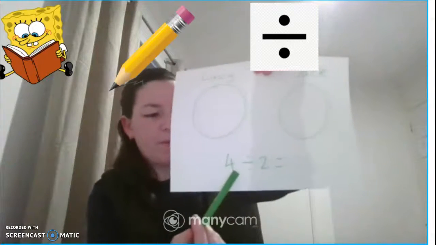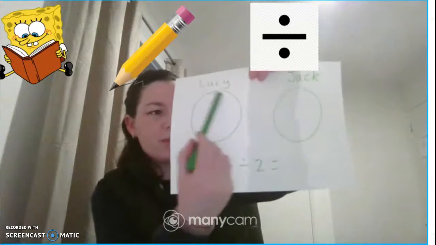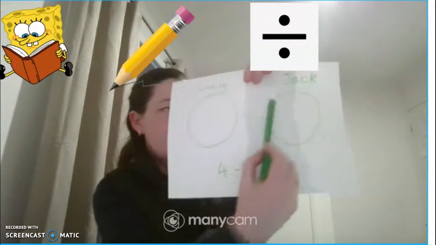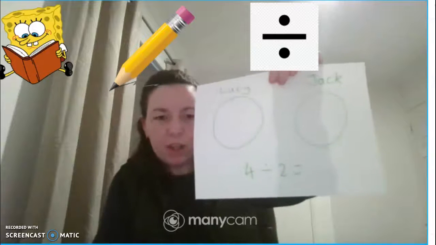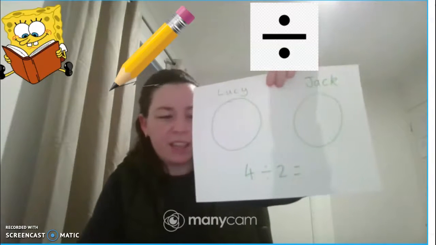So we start with our 4 apples. We're sharing between 2 people. So I've got Lucy here's one person and Jack's my second person. When you're sharing, you need to make sure you're sharing them equally.